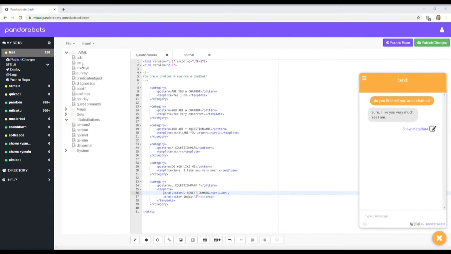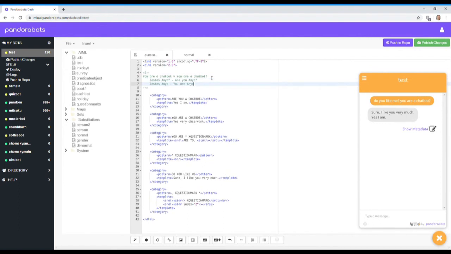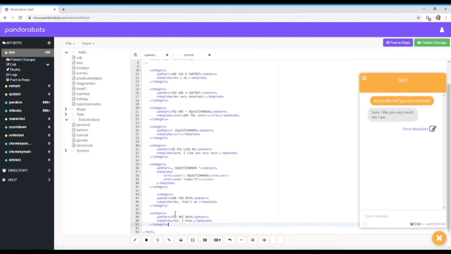Okay, now the actual question that the user sent in, he wanted to deal with this. I think this is Polish. Jesteś Ania means are you Anya, and without the question mark, Jesteś Ania means you are Anya. So it's the same kind of thing. Let's make a category that will deal with that. First of all we need to put in our, just have it in English there. So are you Anya means yes, that's me. You are Anya, and just say yes, I know.